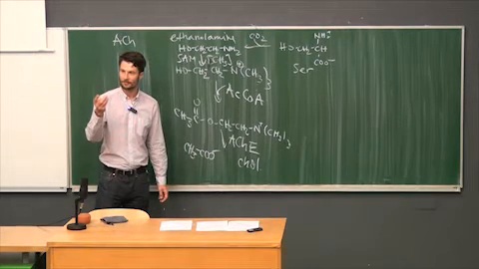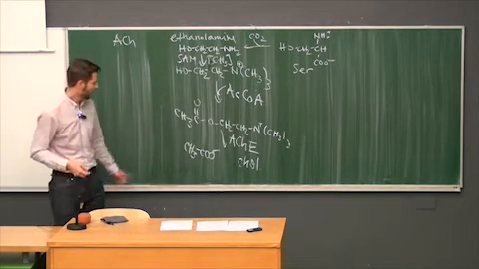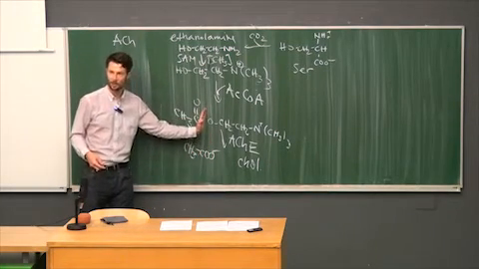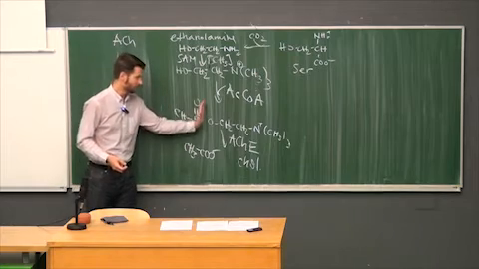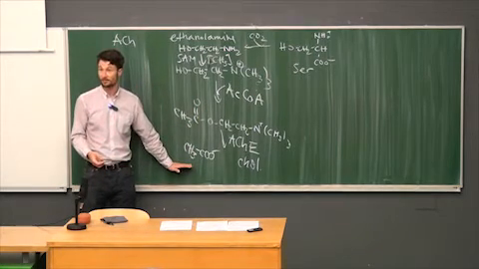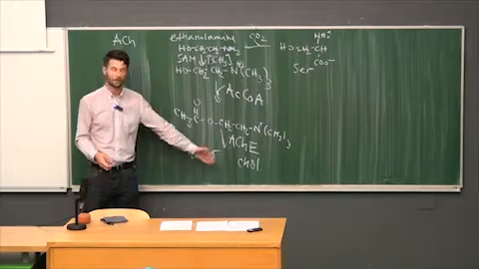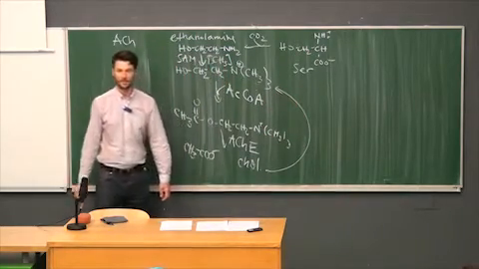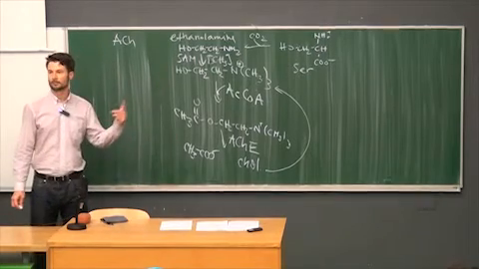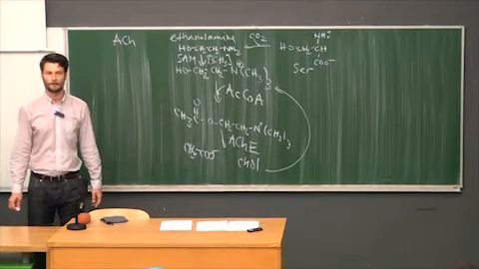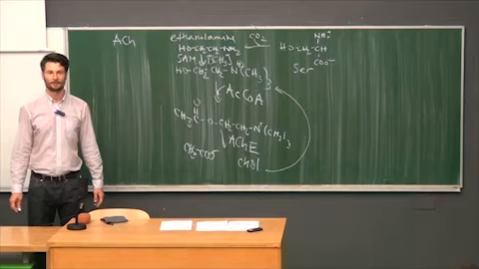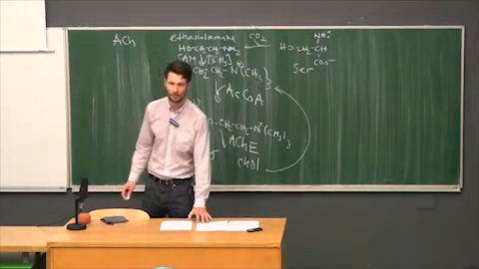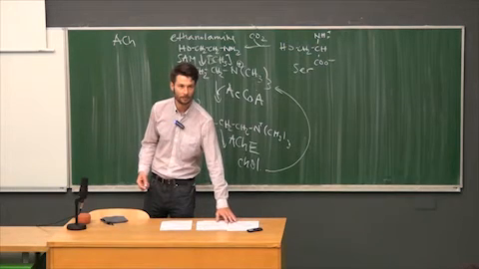Do you have any question? The last step, acetylcholine esterase breaks down this ester bond. It's an esterase. It breaks down this ester bond and makes acetic acid and choline. And that's taken up by the presynaptic neuron and is recycled into acetylcholine. Okay? Good. Any more questions about acetylcholine metabolism?